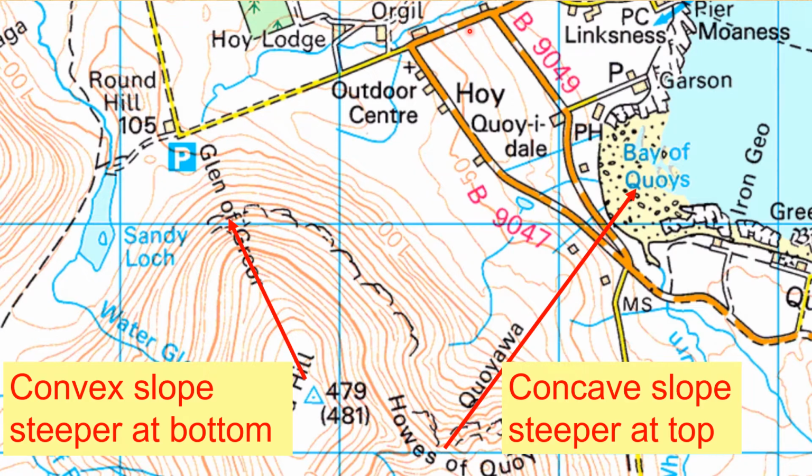So convex slopes can be dangerous because we can't see the ground below us, and we can get steeper and steeper and steeper until we get into dangerous terrain. So something to be aware of and to avoid if we're going down steep convex slopes.